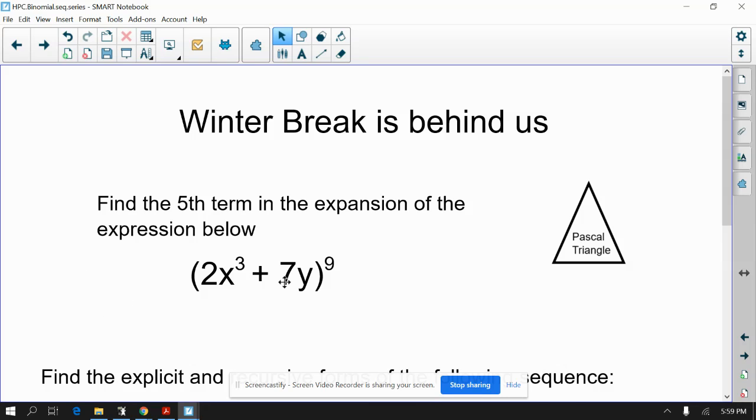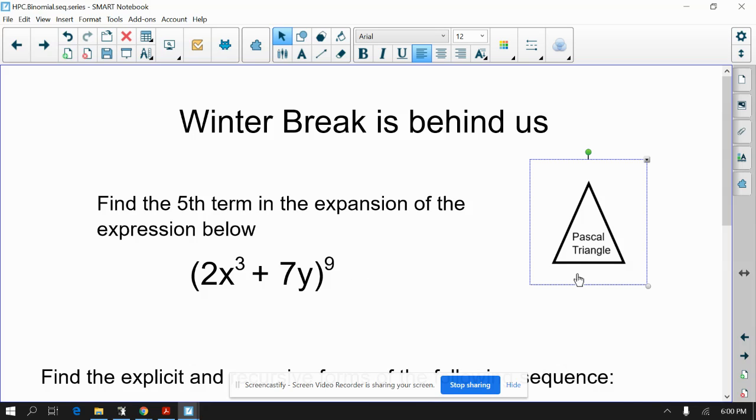So, what is the 5th term of the expansion of this? This is a binomial raised to the 9th power. It would be a huge, huge polynomial with 10 terms. But what's the 5th term? So the process is this. We need Pascal's triangle.